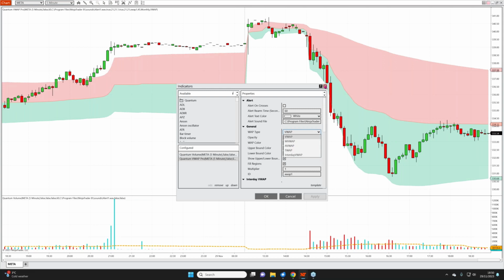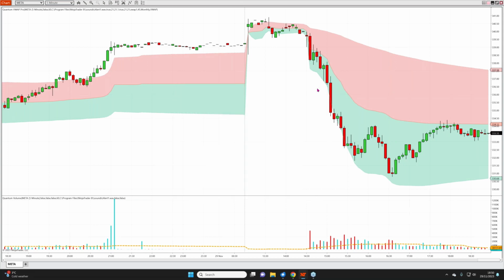So those are the five. And in terms of what you see and the way the VWAP is viewed, if you like, it's viewed very much the same as the volume point of control. This central line here, that is the VWAP itself.